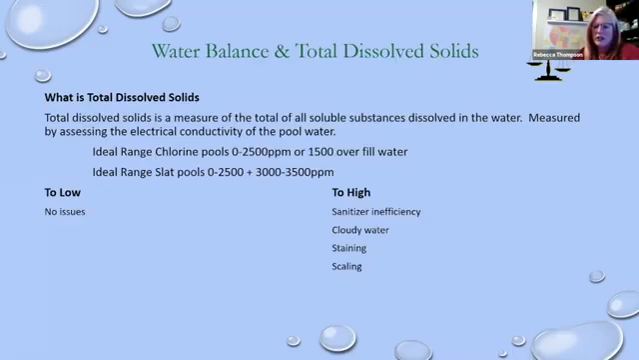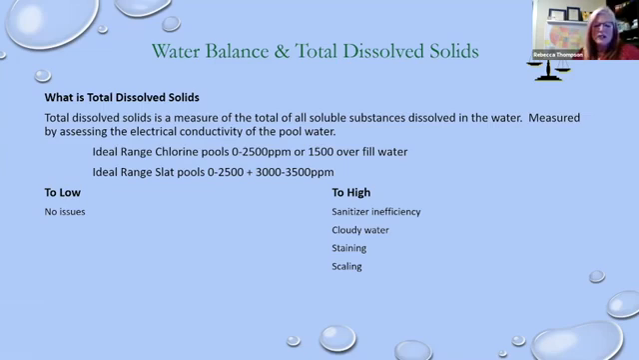Water balance and total dissolved solids. Total dissolved solids is the measure of the total of the soluble substances that are dissolved in the water. It's measured by electrical conductivity of the pool water. The ideal range is 0 to 2,500 or 1,500 over your fill water. Again, knowing what the total dissolved solids of the fill water is very important, especially out west. Arizona will have total dissolved solids coming out of the ground at 2,500 parts per million. So that's why we've gone to the 1,500 over the fill water if you come out above that or higher than that range.